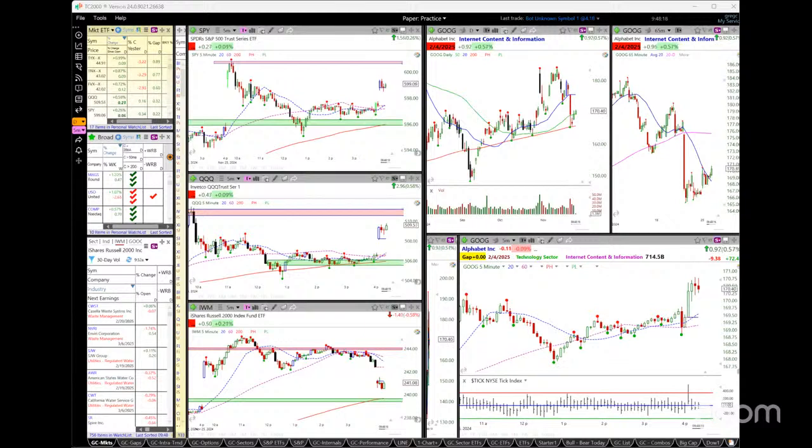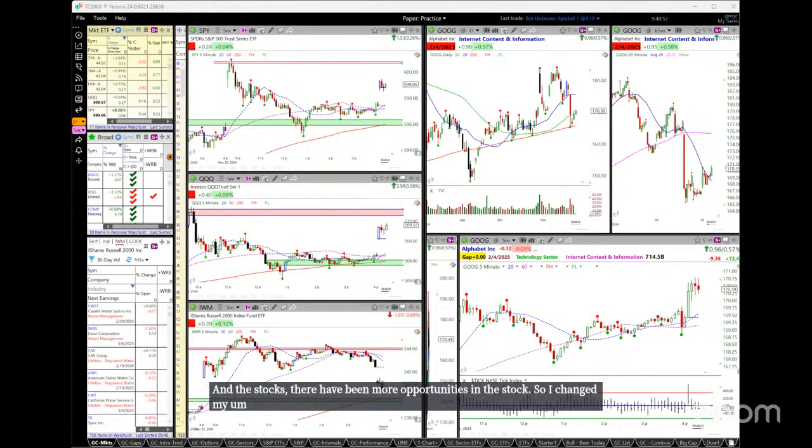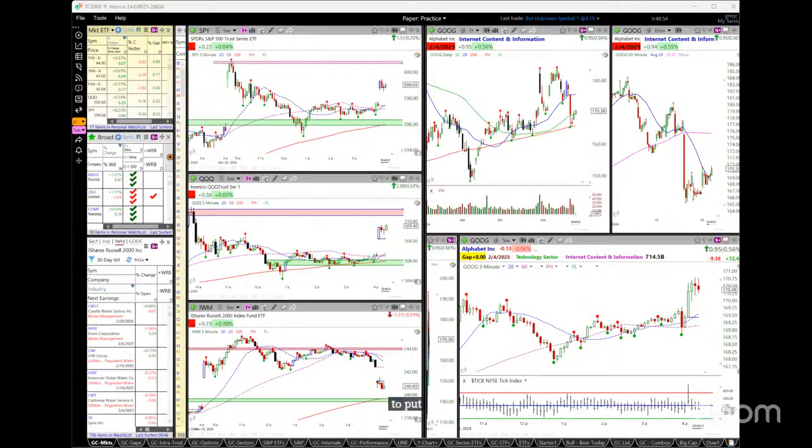Yeah, we did a put spread in this. You remember? Things are more whippy, Alex. That's why I've been doing that. But actually, for the IWM, I did use the futures. And the stocks, there've been more opportunities in the stocks. So I changed my desktop screen to put more stock charts and limited futures charts.